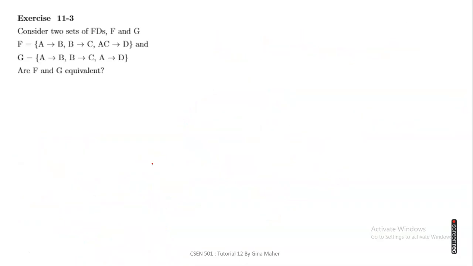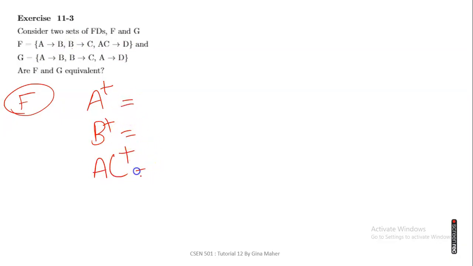Let's take another example. This is the example we already solved. We need to check whether F and G are equivalent or not. When we say equivalent, we mean that we need to check if they are covered or not. So the first thing to do is start with the F. Now we are going to get the left hand side of F: A closure, B closure, AC closure. Sorry, yes, when we get the right hand side of F and get the closure from the other set.